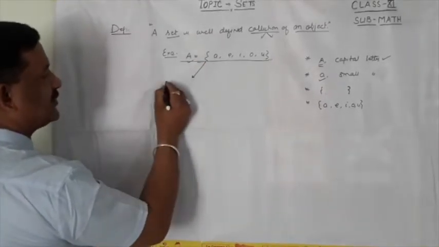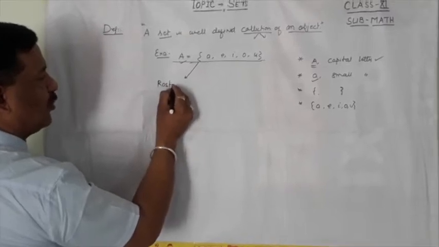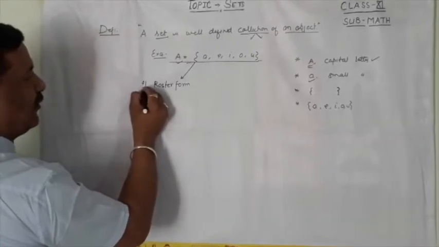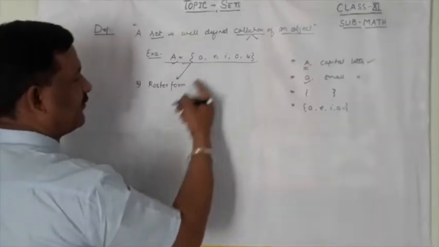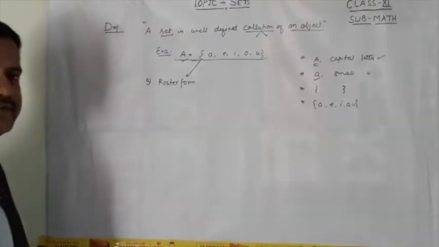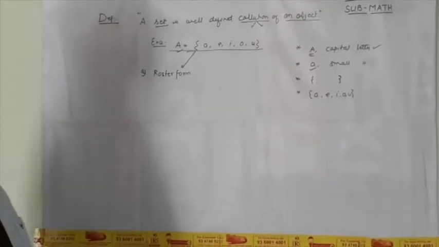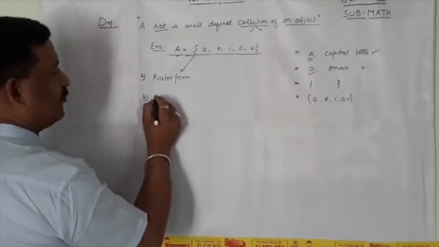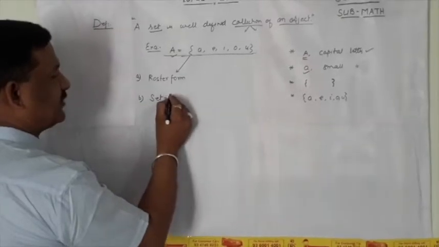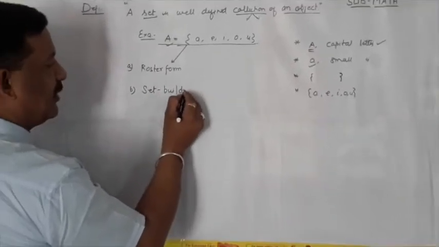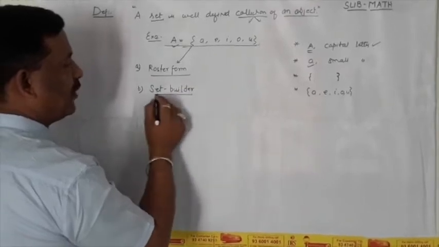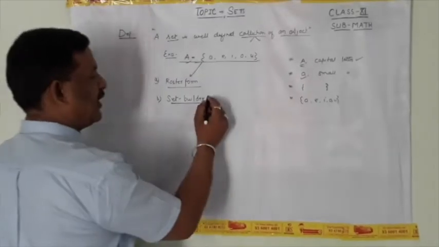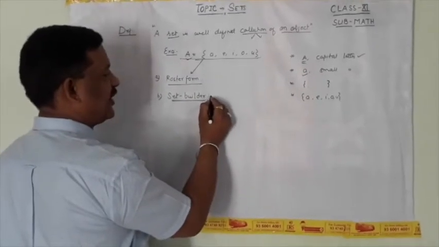This is the roster method, or roster form, to denote a set, because there are two forms to represent a set. The first form, which I have discussed, is called the roster form of a set. Now, in the same way, let us move on to another method, which is called the set builder method, or set builder form. The example is the same, but the method to define it is changed.